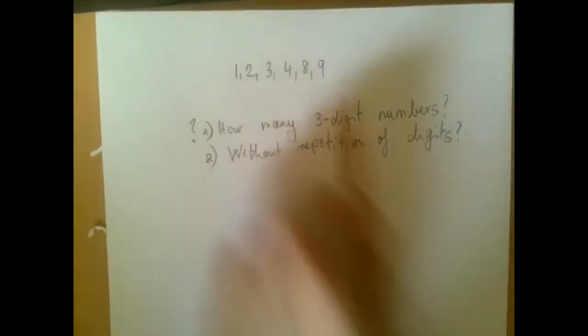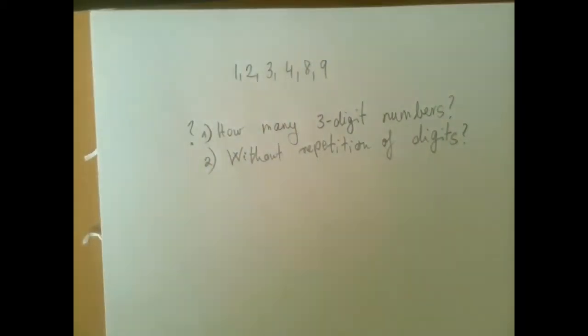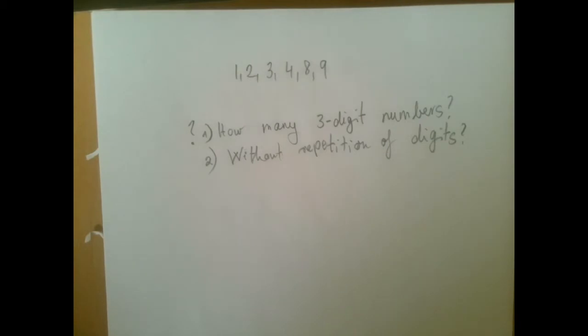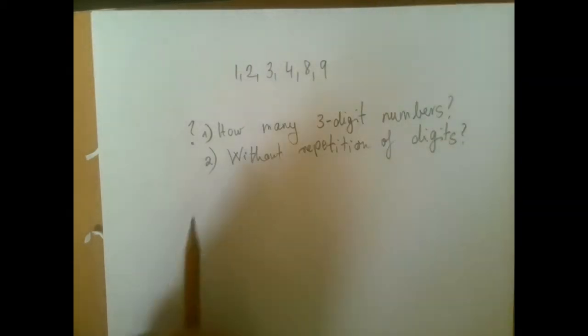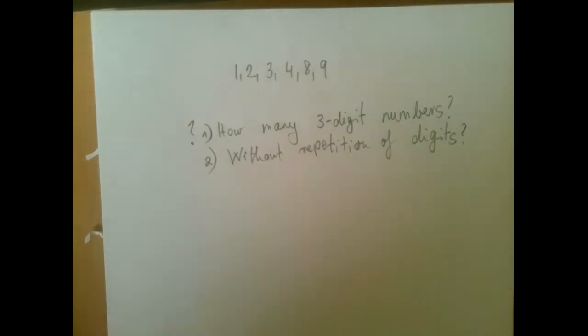So now we're given 6 digits, and we have to count the number of three-digit numbers that can be formed using these numbers. And then the second question, the same, but no repetition of digits is allowed.